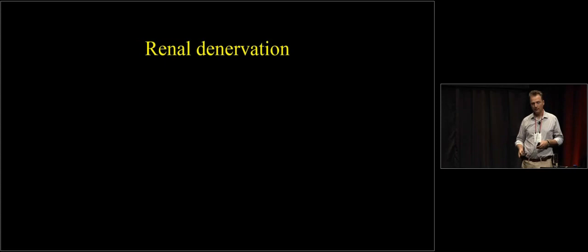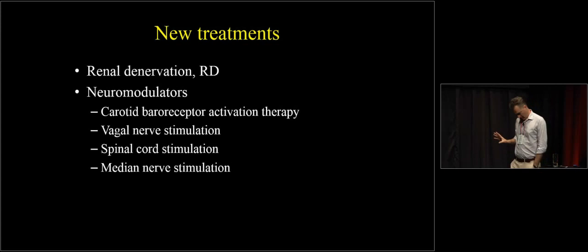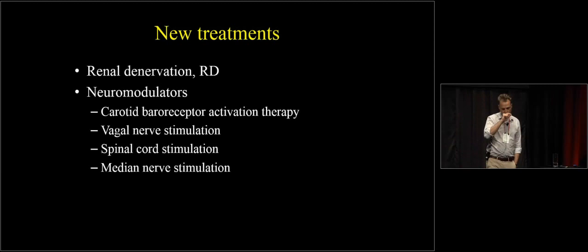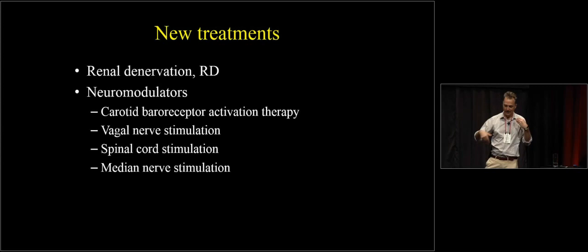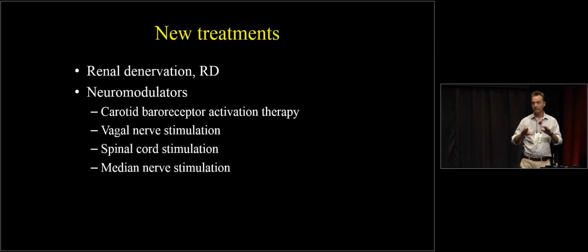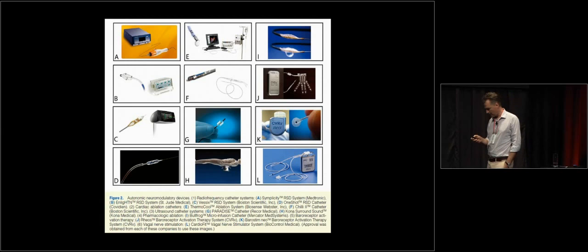What about this new trendy renal denervation? So there's lots of devices that have been developed over the last few years. Renal denervation is one of them. There are other fashionable, trendy devices where you can pace the baroreceptors, you can pace the vagus nerve, you can pace in a surrogate way your median nerve, because that might talk to your vagus nerve in some sort of way that then reduces sympathetic drive and reduces the effect to the vasomotor center and reduces blood pressure. So there's all sorts of things that you can do. And these are just some of the pieces of kit that you can use.